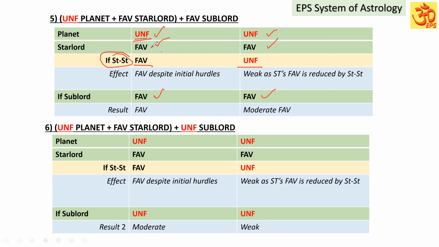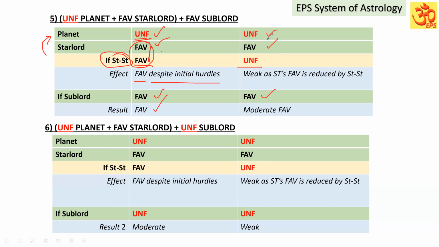Now the star lord is favorable and the star lord of the star lord is also favorable. So this combined level is going to give a good effect to the planet. So the star lord is favorable and the star lord of the star lord is favorable. So it is favorable despite initial hurdles. Depending on the grouping of houses, we can give the effect. Now the sublord is favorable. So we can see all levels are favorable. Automatically, the result is going to be finally favorable only.